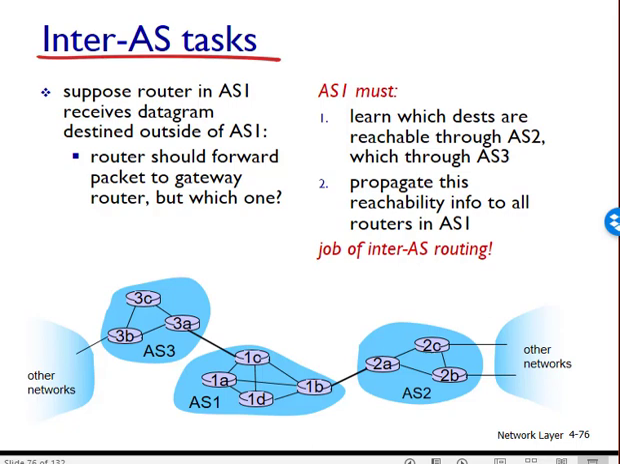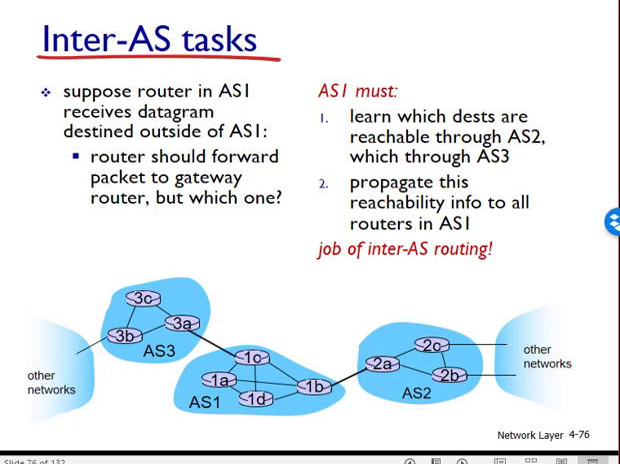So the problem is easy when the source autonomous system has only one link that leads outside the autonomous system. But what if the source autonomous system has two or more links through two or more gateway routers that lead outside the autonomous system? Then the problem of knowing where to forward the packet becomes significantly more challenging.